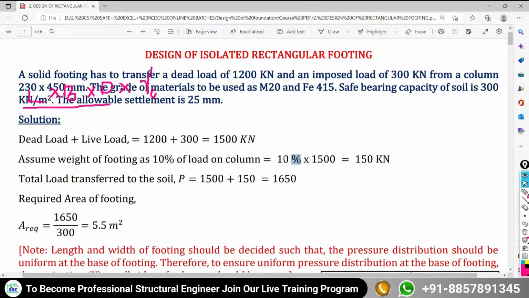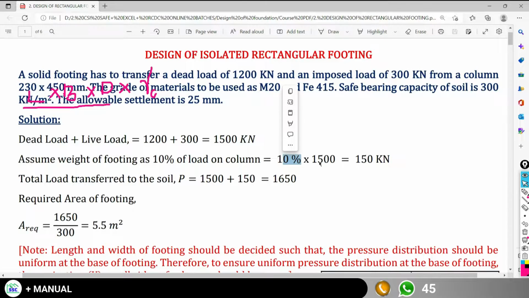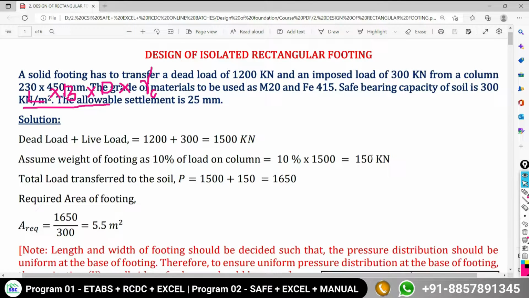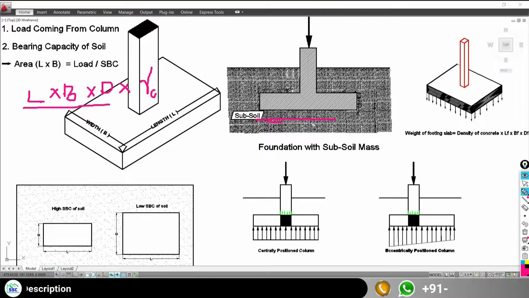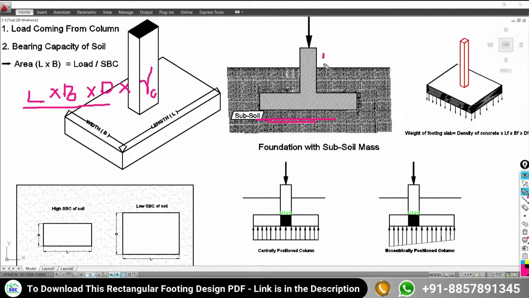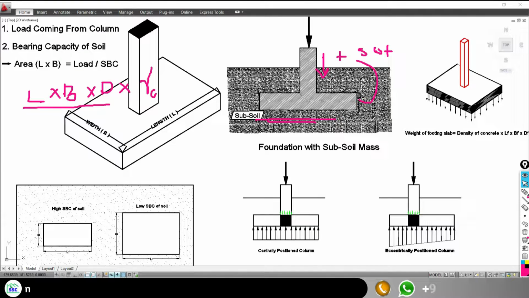So 10% of the load coming from your column, that is 1500, it is going to become what? 150 kilonewton. Now ultimately, the total load that is going to be transferred to your subsoil is what? The load coming from your column plus the self weight of this footing. This combined will give you the total load that is going to be transferred to your subsoil.